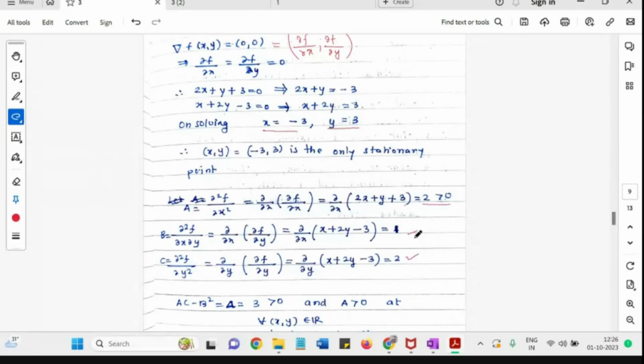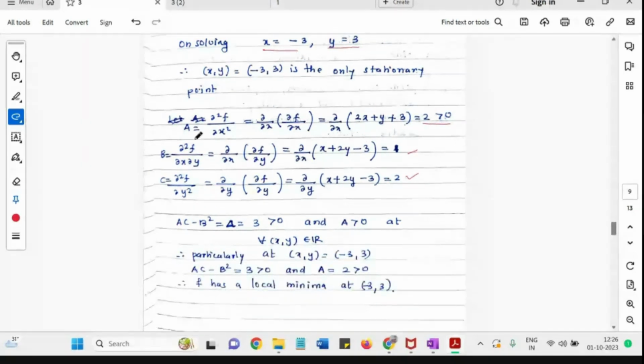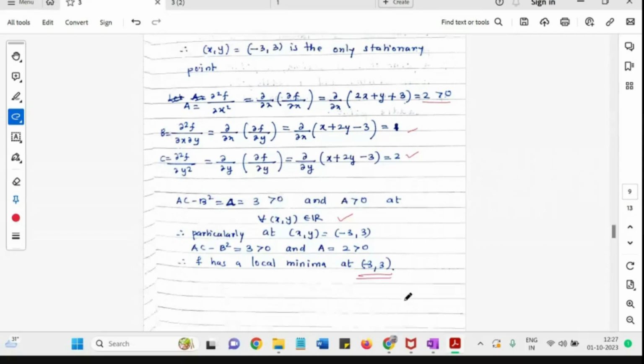So these are the values of A, B, C at any point x comma y. So if I'm looking at AC − B², it is 3. And A is positive. This holds true for any x, y belonging to R. But my second derivative test decides the behavior of a stationary point. So I will take my stationary point. Particularly when my x comma y is the stationary point (−3, 3), I get AC − B² equal to 3 and A is equal to 2. And when this behavior is satisfied, the point becomes a point of local minima. Okay. So that is how you can check your second derivative test.